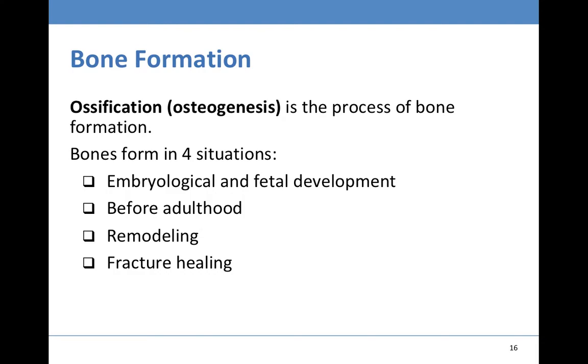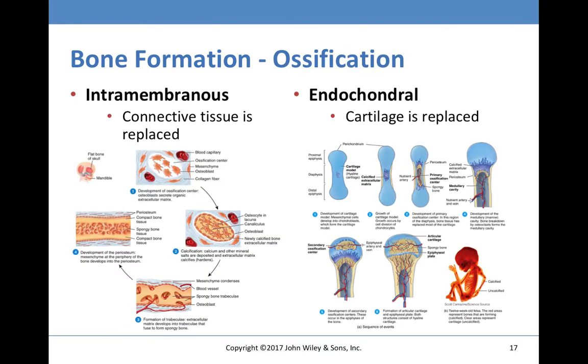So there are 4 situations throughout life in which bone will actually form or go through the process of ossification. This ossification is going to take place in either one of 2 forms. It'll either be intramembranous or it will be endochondral.